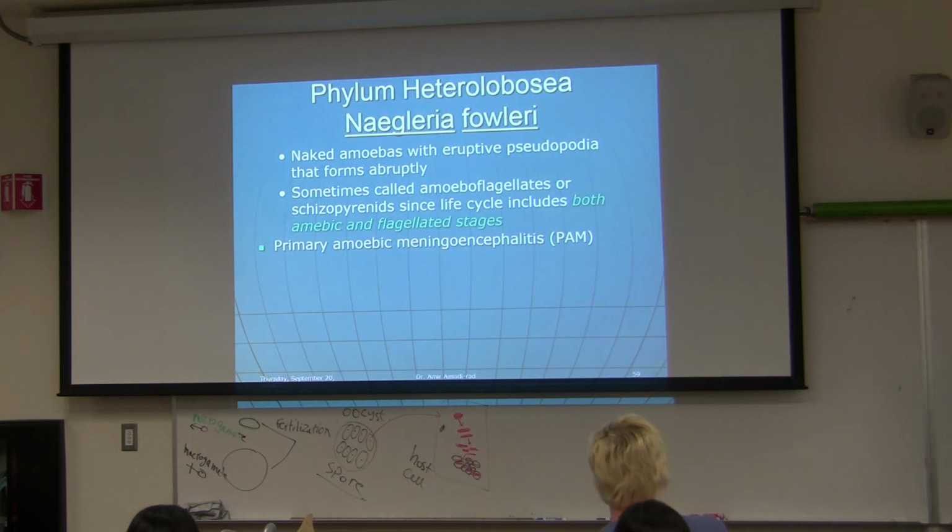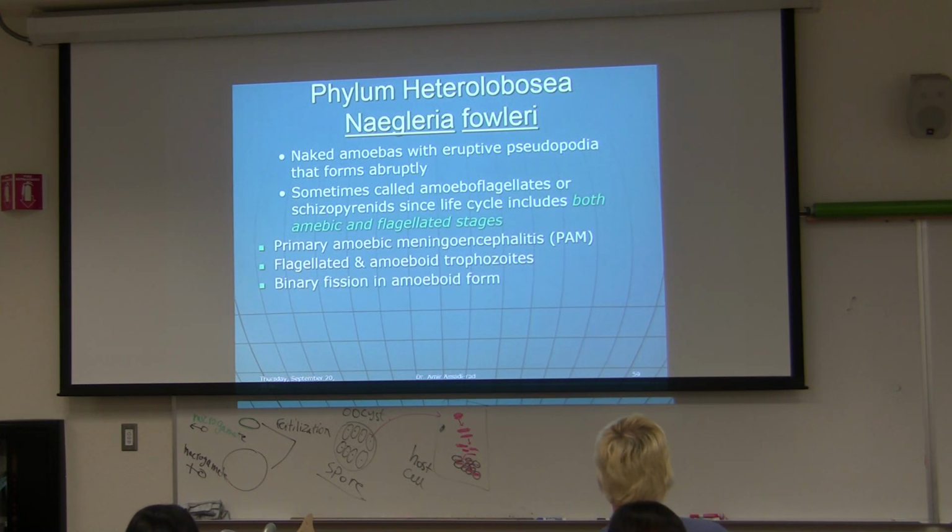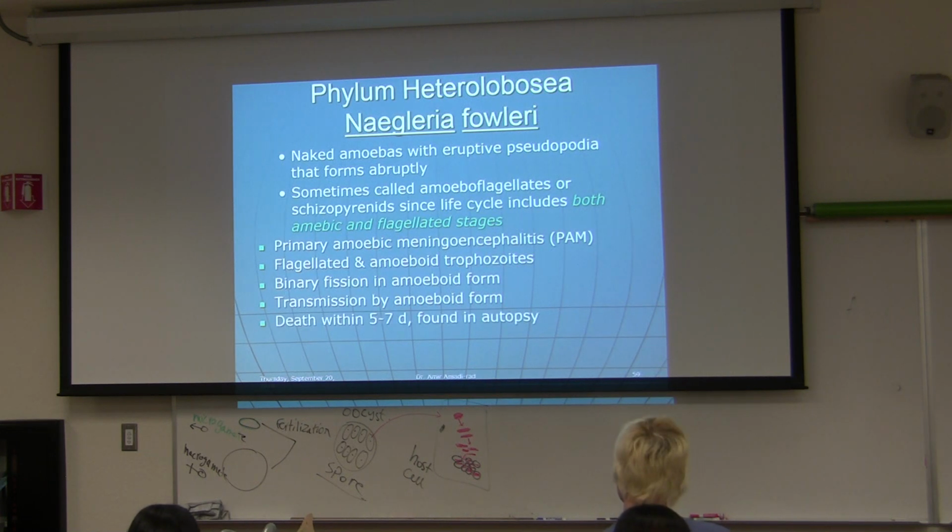It's caused by an amoeba. Well, it changes from amoeba to flagellate and amoeboid trophozoites. Trophozoite means feeding stage. That's what the term trophozoite means, the feeding stage of the organism. Binary fission is amoeboid, transmitted by the amoeboid form, and death within 5 to 7 days.